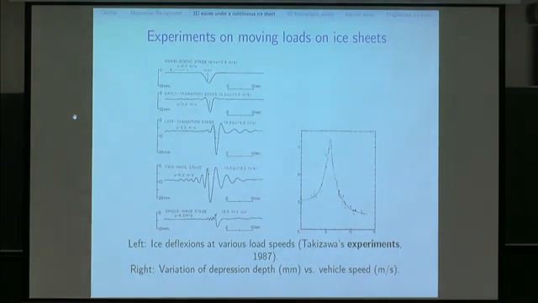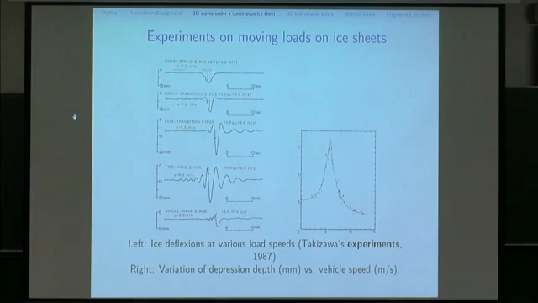I like to always show this nice experiment done by Takizawa in Lake Saroma, when he moved an ice skidoo with a constant speed, different speeds, and recorded what happens with the ice. And when you're very slow, this is what happens. You just see a small localized depression under the ice skidoo. And then when you increase the speed, you see some patterns forming, some waves starting to appear before or after this pressure, or just in front.